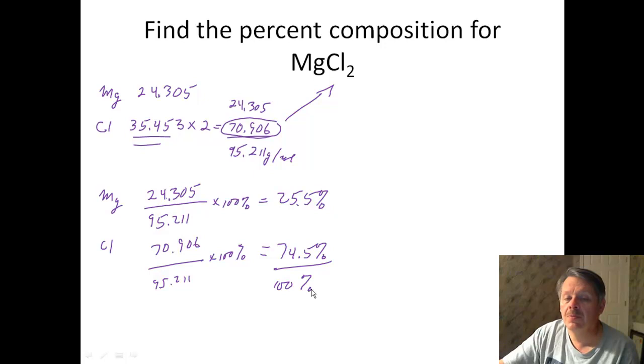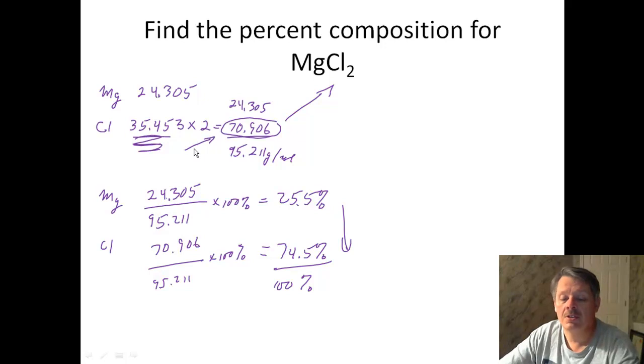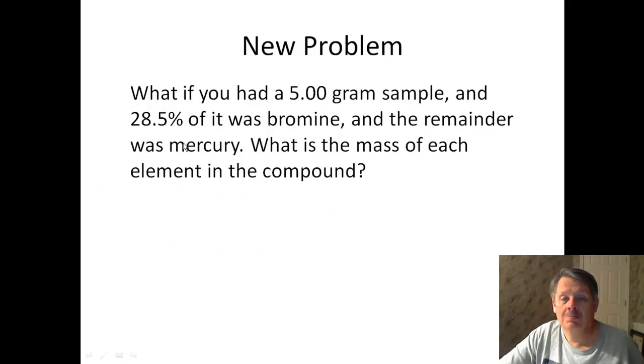All right, guys, I really suggest you make sure that you add these numbers up to make sure they get 100%, because if they don't, it means you did something wrong. Like, for example, you used the 35.453 instead of the 70.906. So it's always a good idea to check your work when you can.